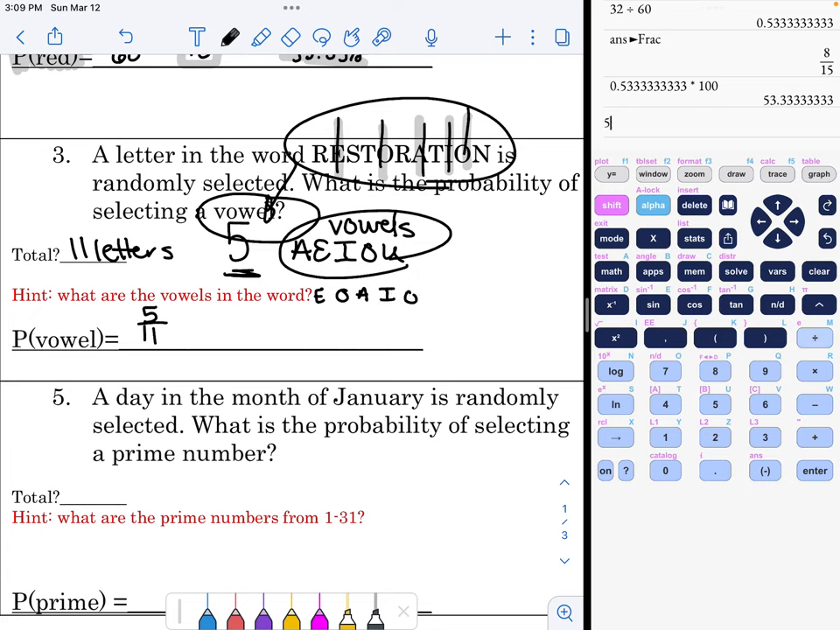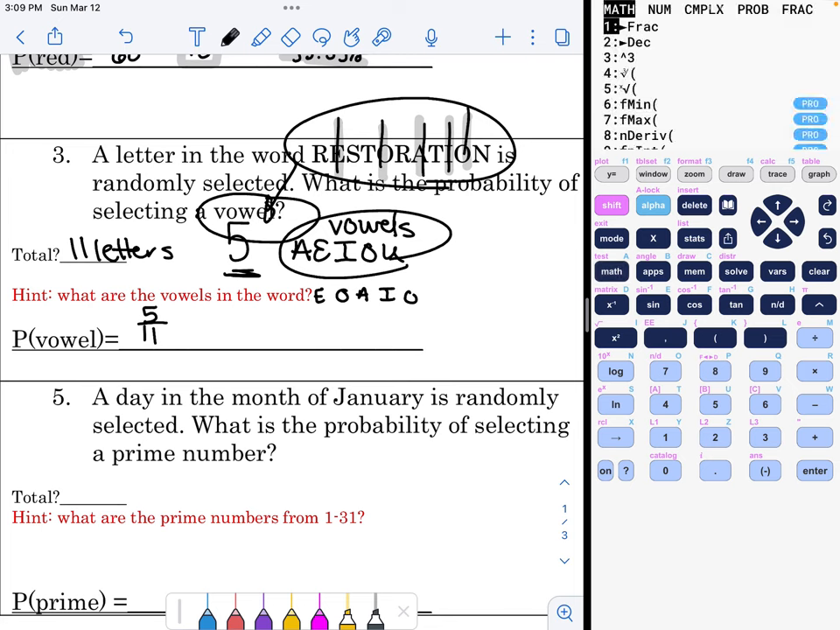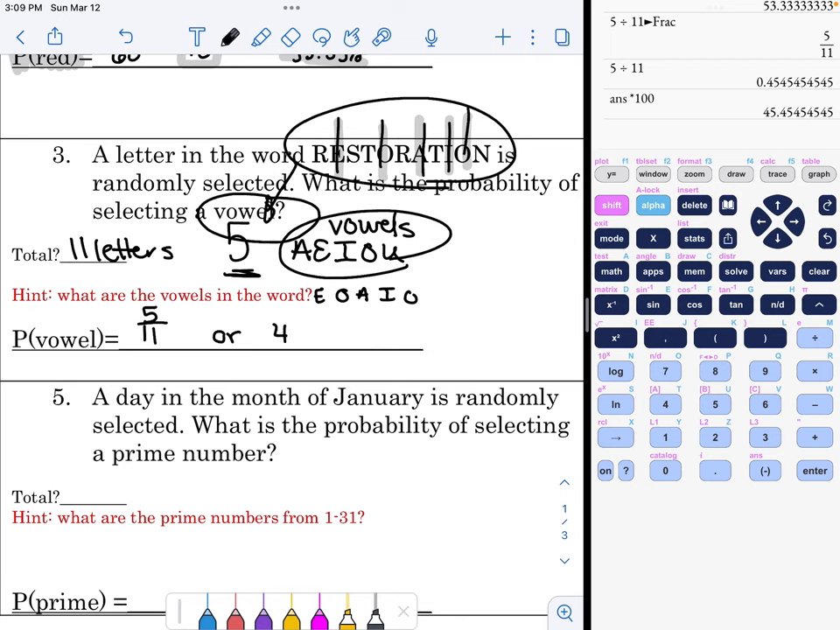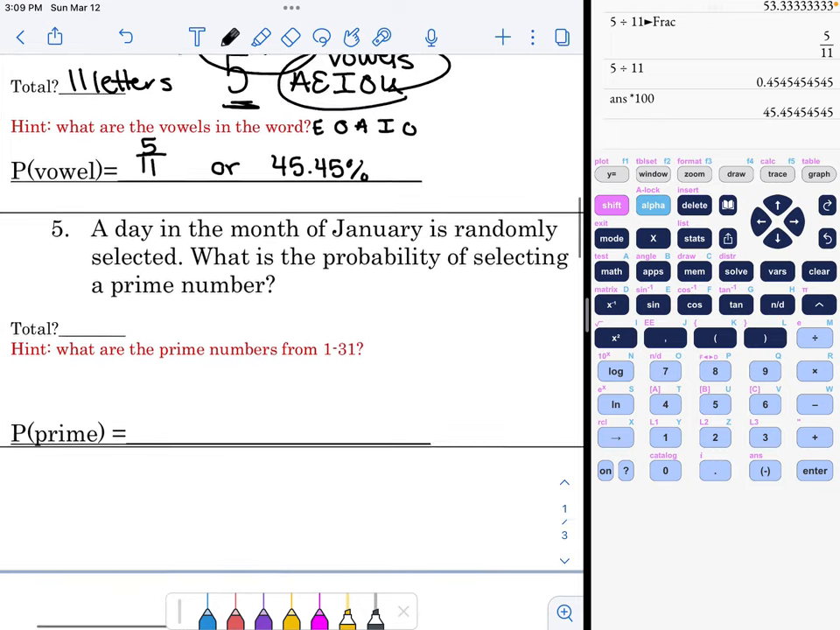That doesn't reduce. You can check it out on the calculator, but that is not going to reduce. If you really wanted to make it a percentage, you would take the fraction, make it a decimal, multiply by 100. So I'm going to write 45.45%. Okay? So let's go to number 5.